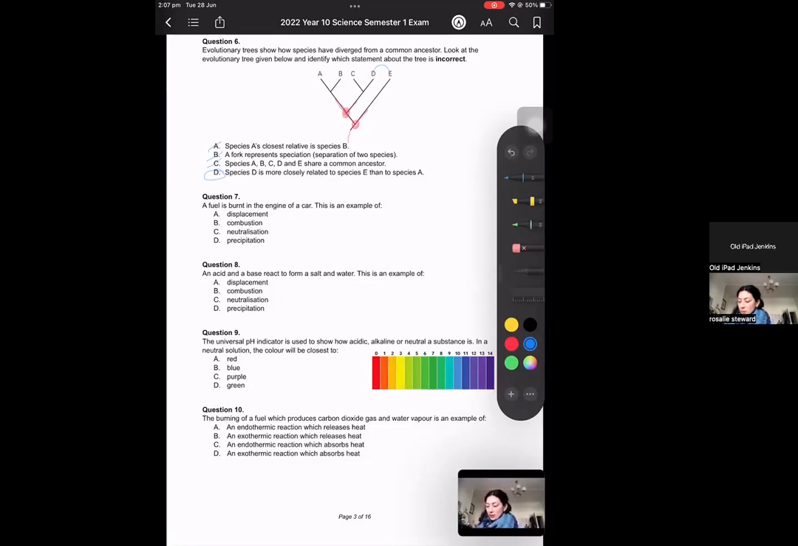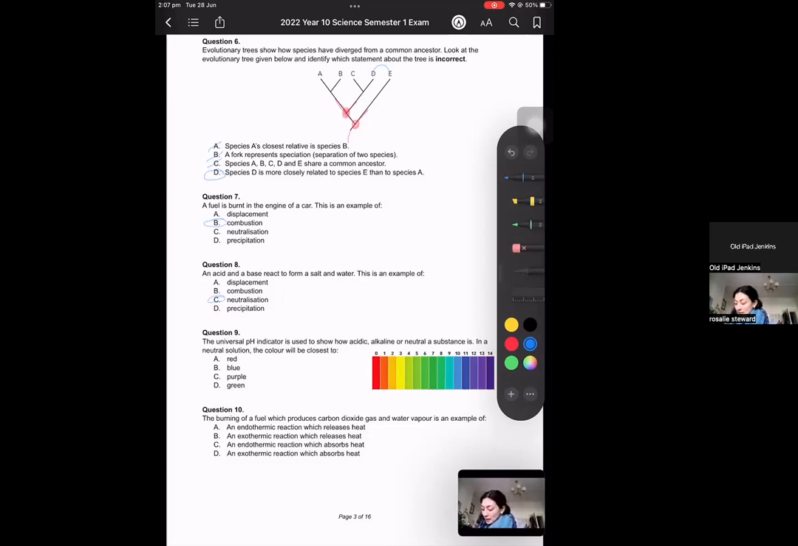Okay, so fuel is burnt straight away. We know it's combustion. Fuel, burning, producing oxygen and carbon dioxide, producing water and carbon dioxide. That is always going to be combustion. And an acid and a base, we know straight away it's going to be neutralization. It's sometimes also called an acid-base reaction, but here we've just got neutralization.